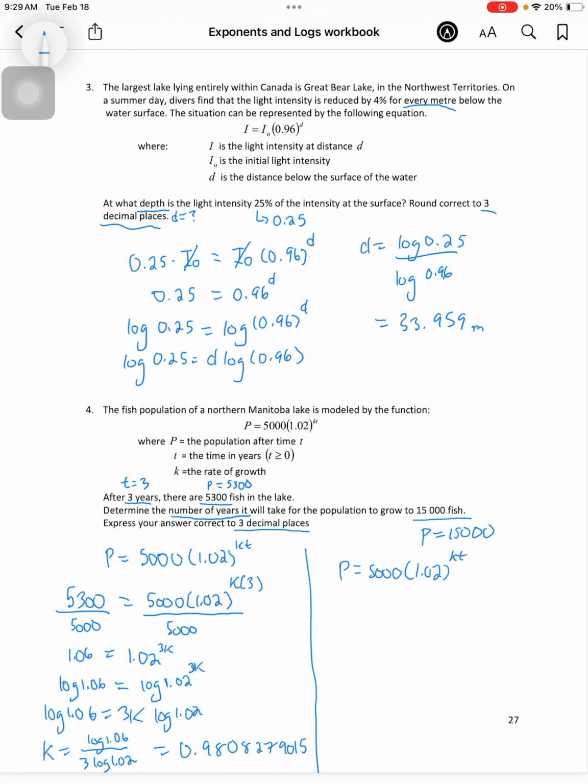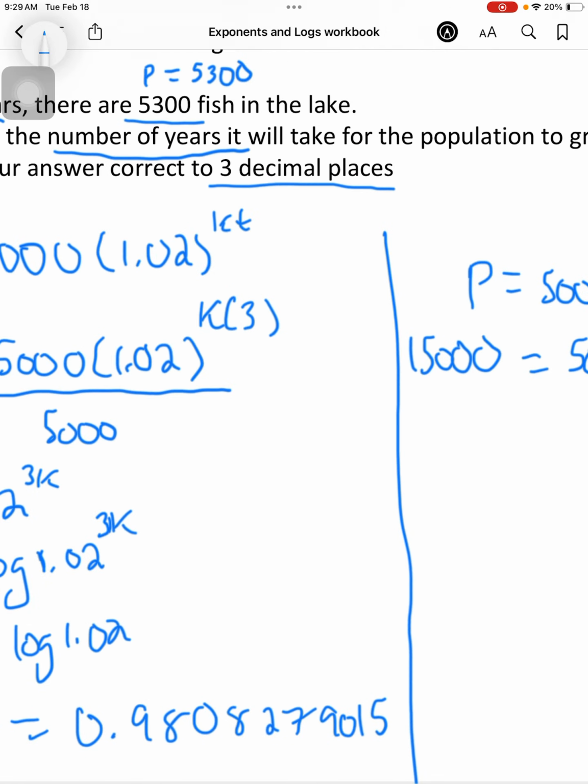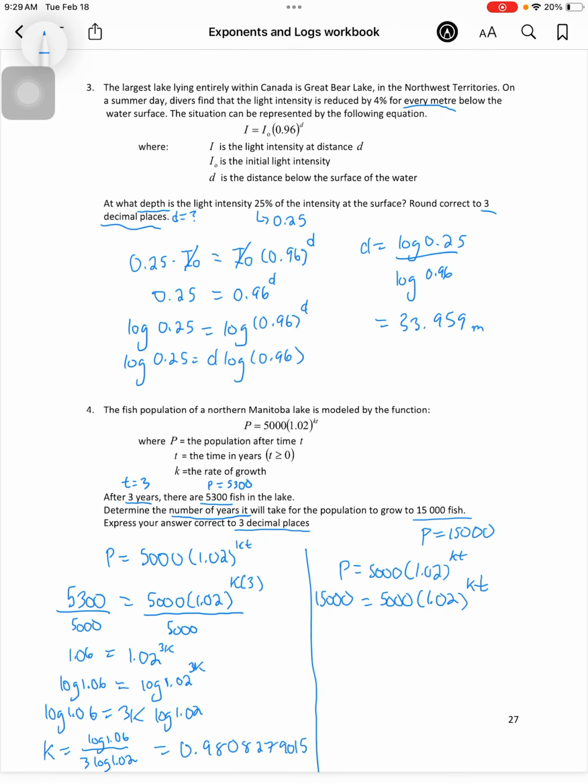Now we plug in everything we know for the right side, our end goal equation. So 15,000 equals 5,000 times 1.02 to the power of kt. At this stage, you don't have to write down the numeric value of k, because it's so large. You can just write k again, since we stated at the bottom that k is equal to this number. This saves time and space from rewriting it over and over. You just need to write it at the very end when you're isolating.